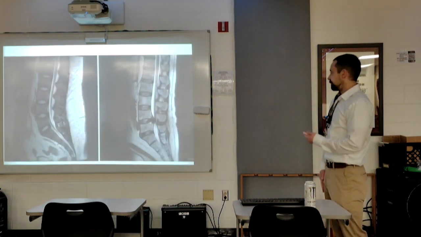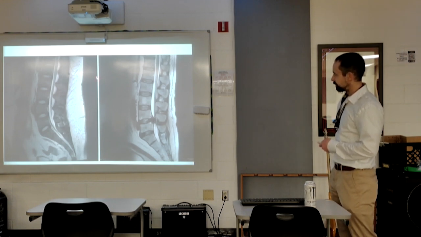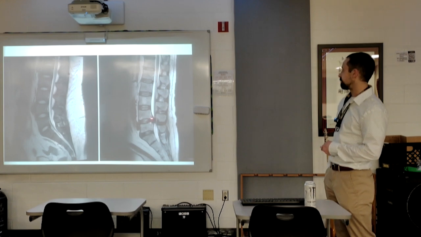I'll put this in here just to show you how good the detail is with an MRI. This is a lumbar spine. You can see the spinal cord super clear, little nerves coming off, normal discs. And here's an abnormal one. You can see a disc herniation, kind of pushing back into the spinal canal, squishing the nerves back here.